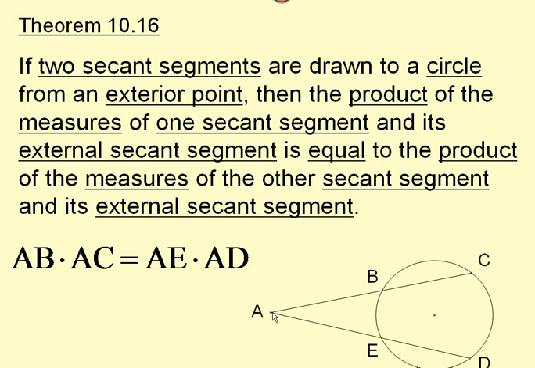Okay, AB would be considered an external secant segment, whereas AC is the entire secant from A to C. See how it's intersecting in 2 points? That's how we know it's a secant. Now if we take the AB, whatever that length is, and multiply it by the entire length AC, it will equal this other one, AE times AD. And that's what this theorem is talking about.